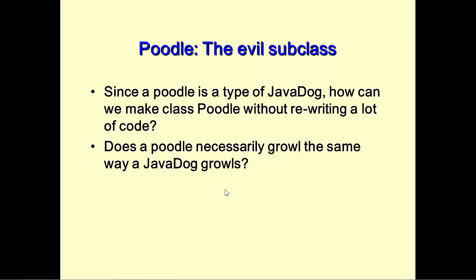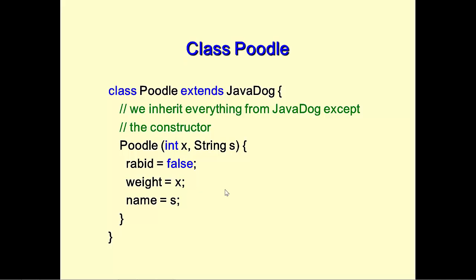So let's assume that we need to create a poodle class. And since a poodle is a type of Java dog, how can we make the class poodle without rewriting a lot of code? Well, you probably guessed it, that we could use inheritance, but does a poodle necessarily growl the same way that a Java dog growls? Probably not. So what we could do is to create this class poodle by extending Java dog like you see here.